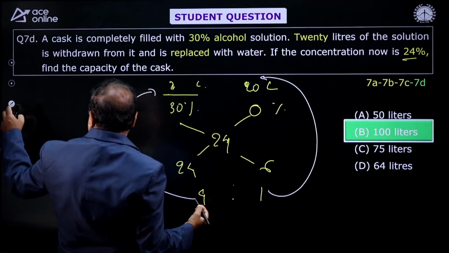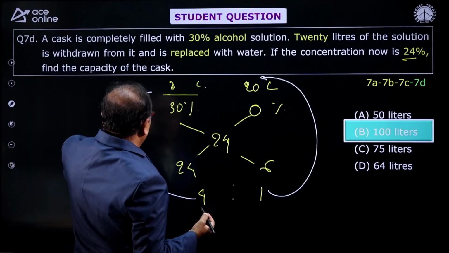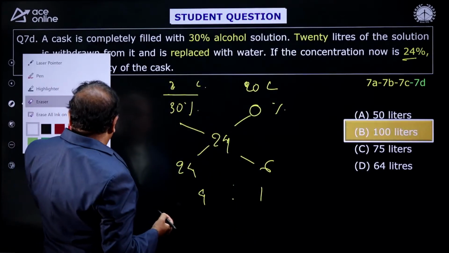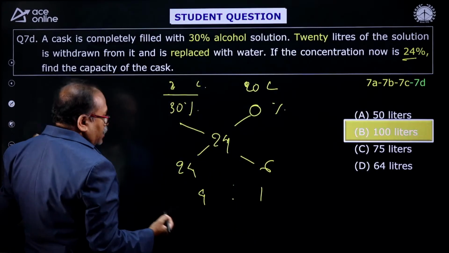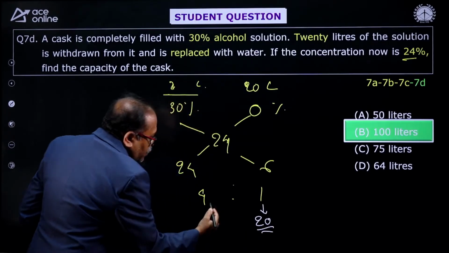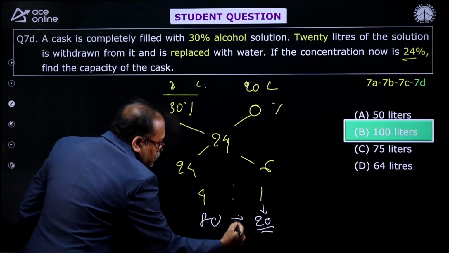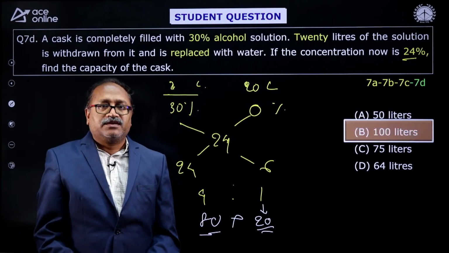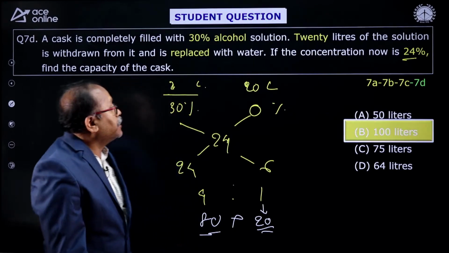So let me erase this part. Now you notice over here that one part is 20 liters, Mr. Sumit, then 4 parts will be 80 liters. The sum of this is 100. The capacity of the cask is 100 liters. Let's go to the next question.